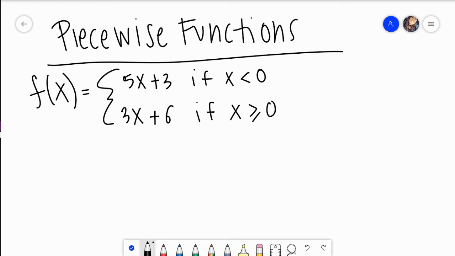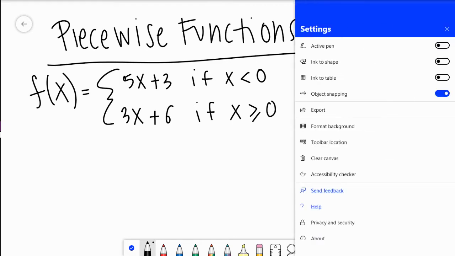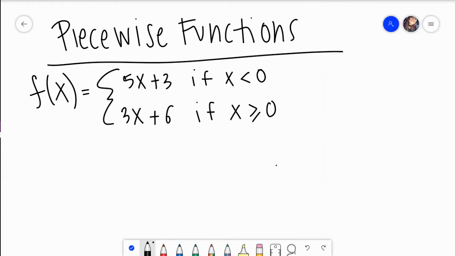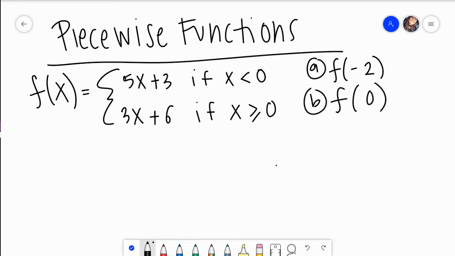Okay, so I guess I just write on this and then clear it. That's what makes sense. Okay, so those are my conditions. Those are my two different functions. It wants me to find a, which is f of -2. It wants me to find b, which is f of 0. And it wants me to find c, which is f of 2.